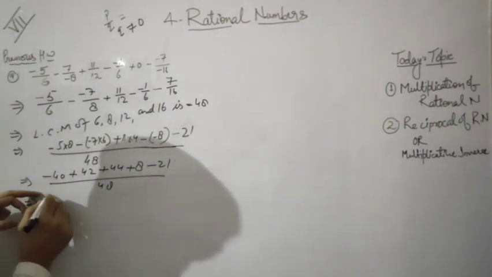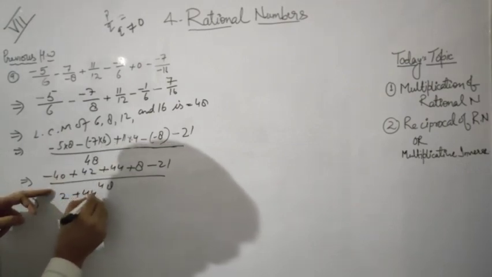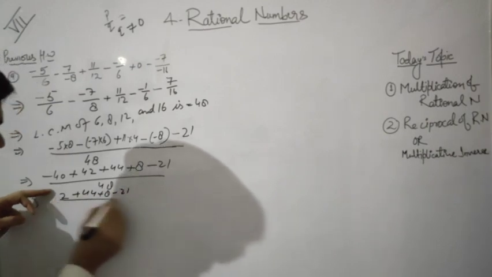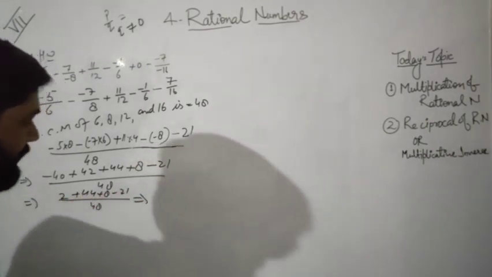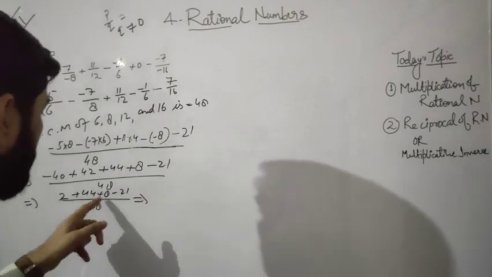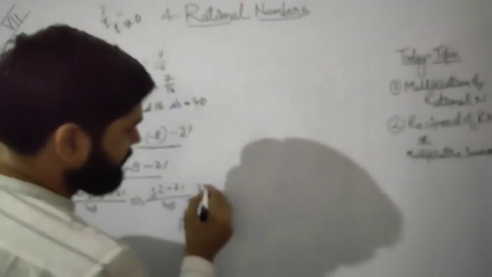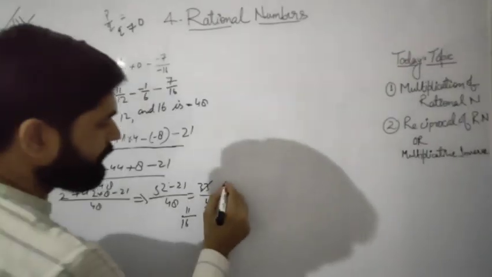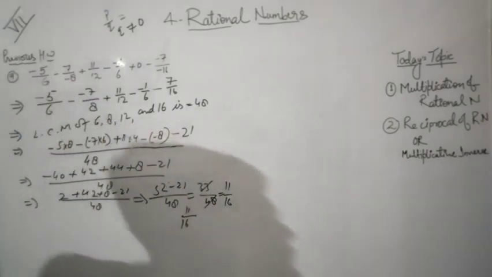Then minus 40 plus 42 will be 2, then plus 44 plus 8 minus 21 upon 48. 2 plus 44 plus 8 is 54, minus 21 upon 48, 33 upon 48. Then 11 upon 16 is the answer. Why 11 upon 16? Because these are numbers divisible by 3: 11 3s are 33 and 16 3s are 48.